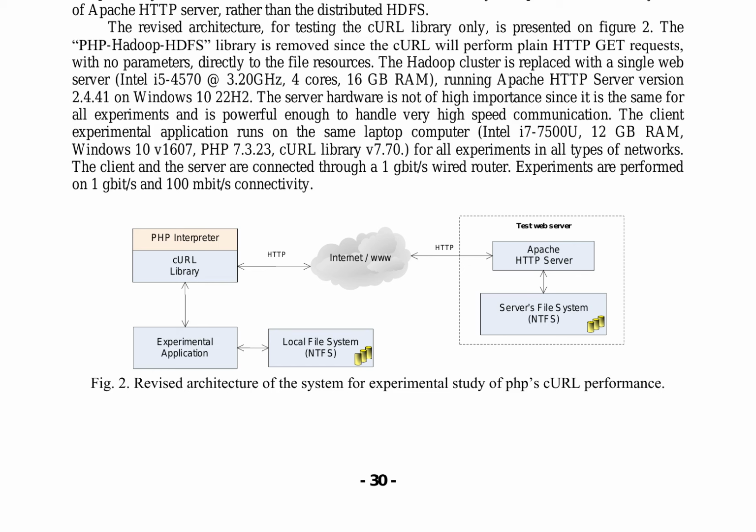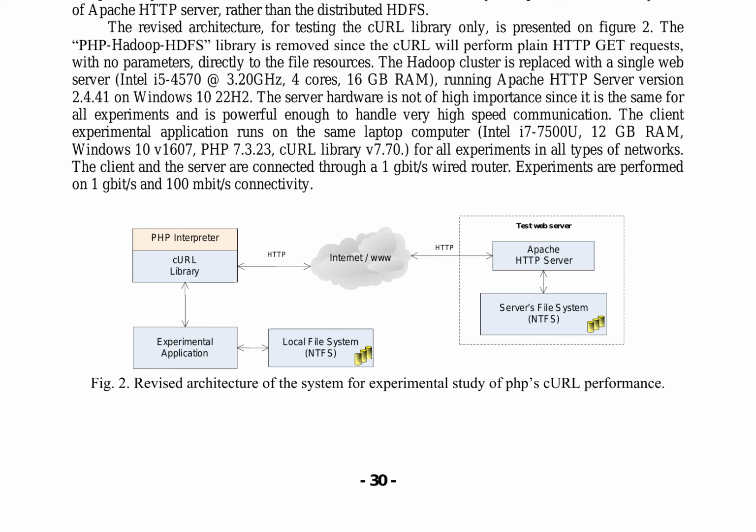library is removed and the Hadoop cluster is replaced by a single web server running Apache HTTP Server version 2.4.41 on Windows 10 22H2. The server hardware consists of an Intel i5-4570 at 3.20 GHz, 4 cores, and 16 GB RAM. The client experimental application remains the same, using the same laptop computer and connectivity settings. Experiments are conducted on both 1 Gbps and 100 Mbit networks.